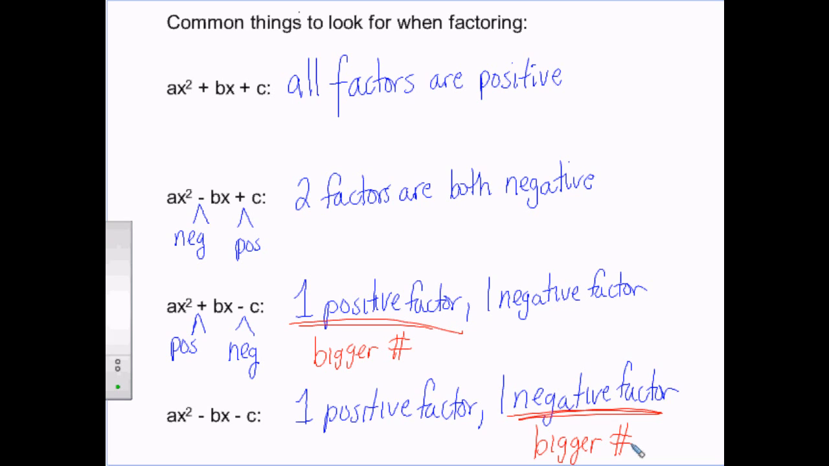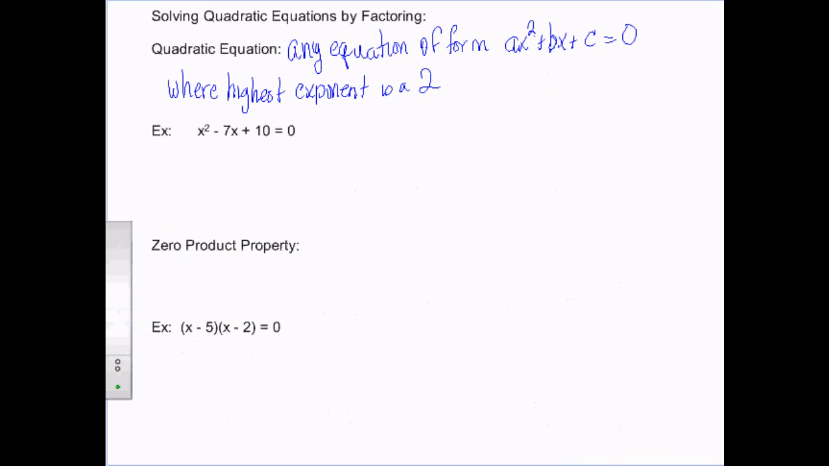So positive and positive gives you all positive. Negative and positive gives you all negative, or 2 negatives. Positive and then negative gives you a positive and a negative where the positive is bigger, and then negative gives you a positive and a negative where the negative is bigger. So if you can keep this pattern in mind, that'll help you make sure you've got your signs correct. It will not always be.